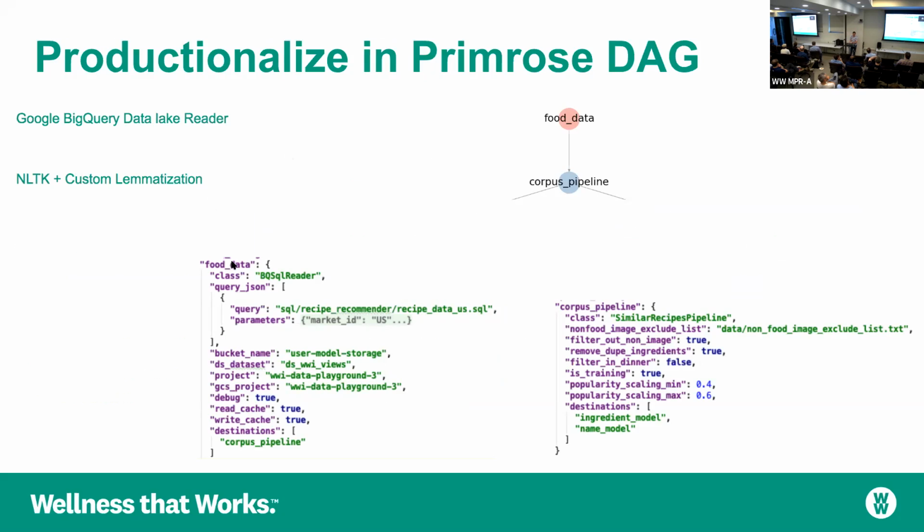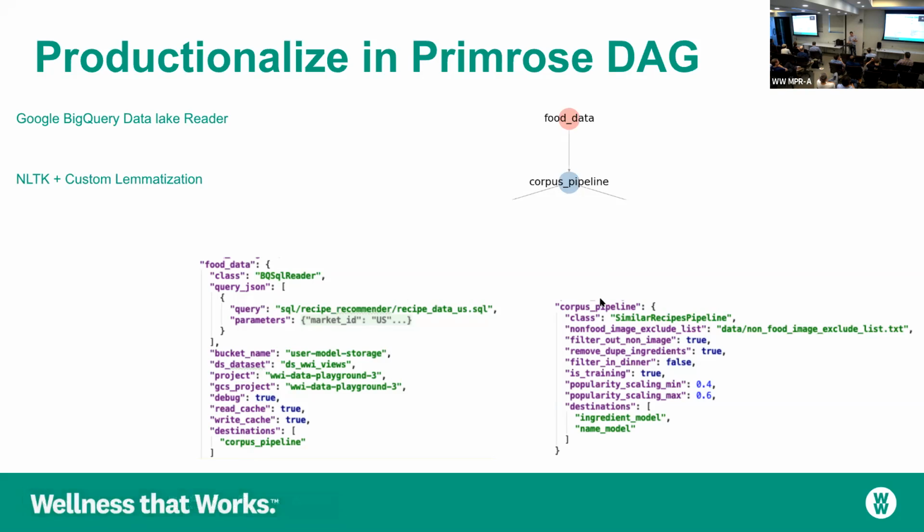So here we have our node food data, and we created a BigQuery SQL reader class that basically everyone on the team uses to get data from the data lake, where we can just pass it the location of the SQL file to read, some parameters to inject into that SQL file if you want to deploy it to production and read production data, or deploy it to QA and read QA only data. Then we have some other parameters we've defined for our reader. And at the bottom here, we have our destination, corpus pipeline. And that's going to be the node that we're going to send the data from the BigQuery SQL reader food data node to. So it goes down to corpus pipeline.